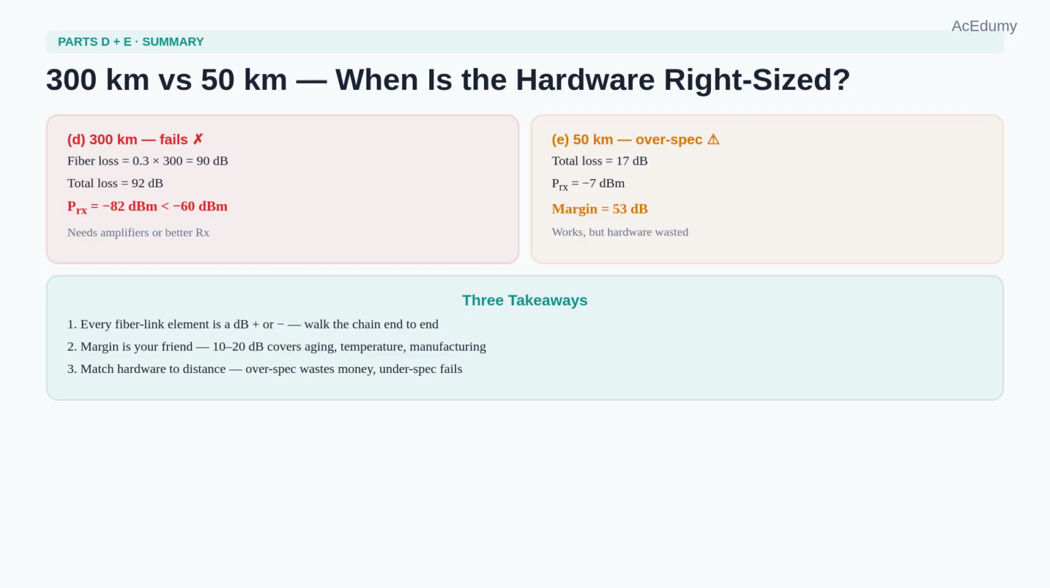3 takeaways. 1. Every element in a fiber link is a dB addition or subtraction. Start with transmit power, walk through the chain, end with received power. 2. Margin is your friend. 10 to 20 decibels covers aging, temperature, and manufacturing variations. 3. Match the hardware to the distance. Overspecified links waste money. Underspecified links do not work.